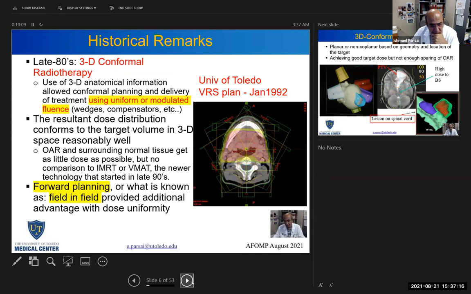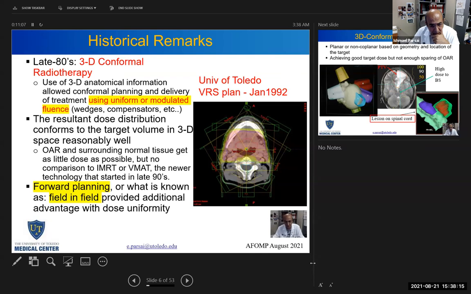Now, these 3D conformal radiotherapy plans at the time could have been just straight beams, or we would have been able to use modulated fluence. And by modulated, I don't mean using IMRT, but rather putting wedges or compensators that were handmade into the path of the beam. Again, that's another way to modulate the beam and shift the dose to different places by that technique. The resultant dose distribution typically conformed to the target volume in 3D space, and the organs at risk and the surrounding normal tissue were getting a little less compared to before 3D conformal therapy had become a reality.